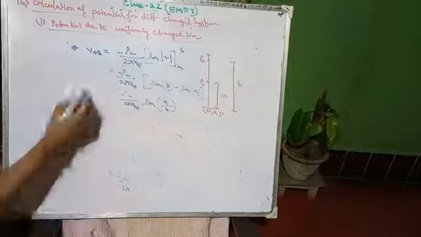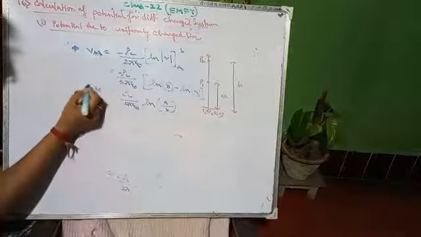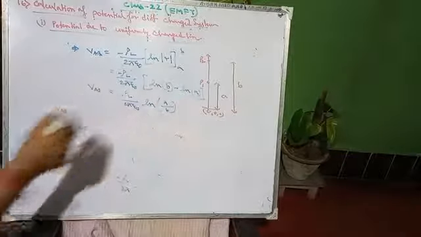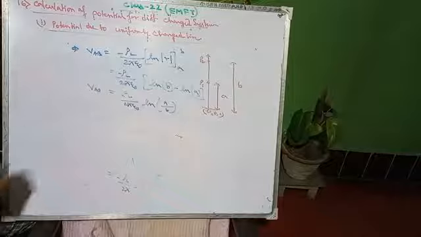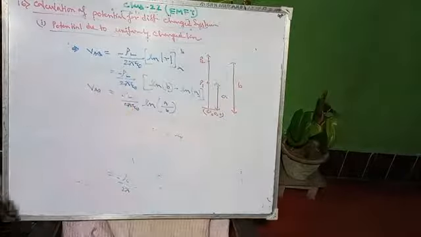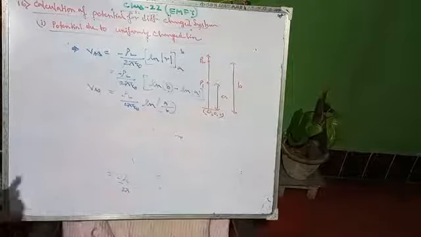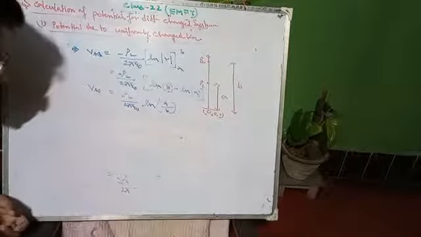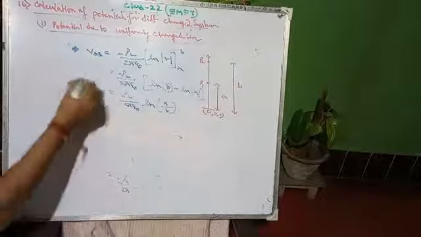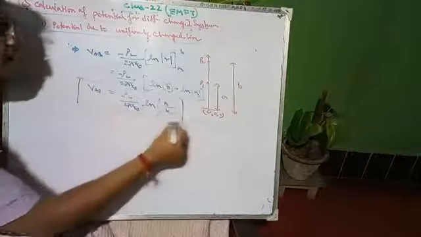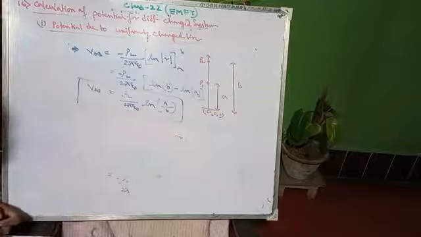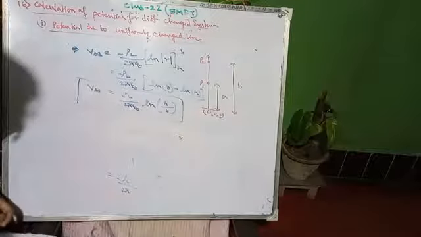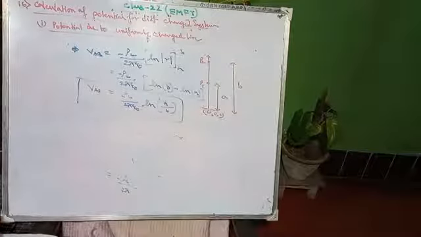This is nothing but the potential difference VAB between these 2 points over a uniformly charged line, where rho L is the line charge density. This formula you have to remember to solve any numerical problem.